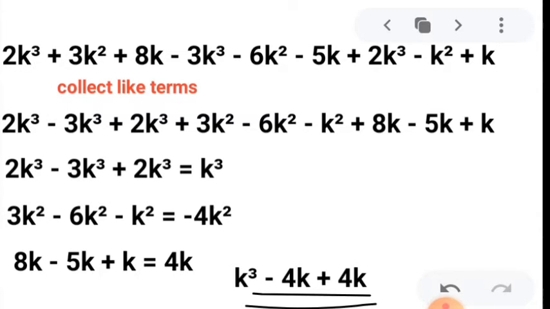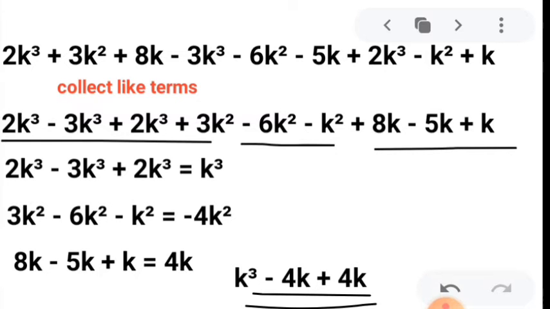So we have 2k raised to the power 3, and we have 3k raised to the power 3. We also have 2k raised to the power 3. So when we collect like terms, we see that everything that has k raised to the power 3, we bring them together. Everything that has k raised to the power 2, we also bring them together, and everything that has just k, we bring them together. So if we simplify this expression, we see that the answer becomes k raised to the power 3 minus 4k raised to the power 2 plus 4k.